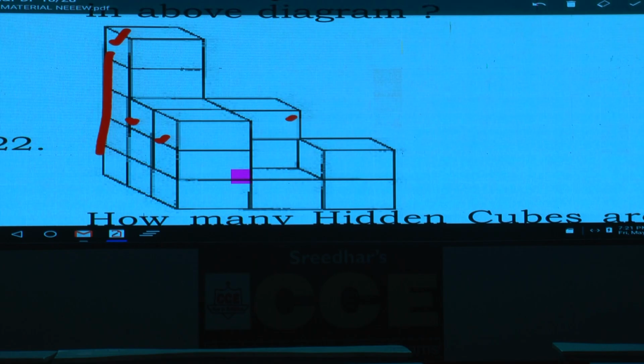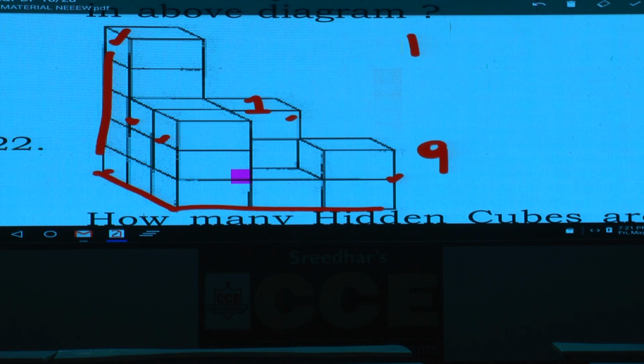Here 2 blocks can be seen, only 1 cannot be seen, isn't it? Now again, in this one also both the cubes can be seen. And as of now I got only one that cannot be seen from the top to bottom. And again coming to the bottom, 3 into 3 is 9.